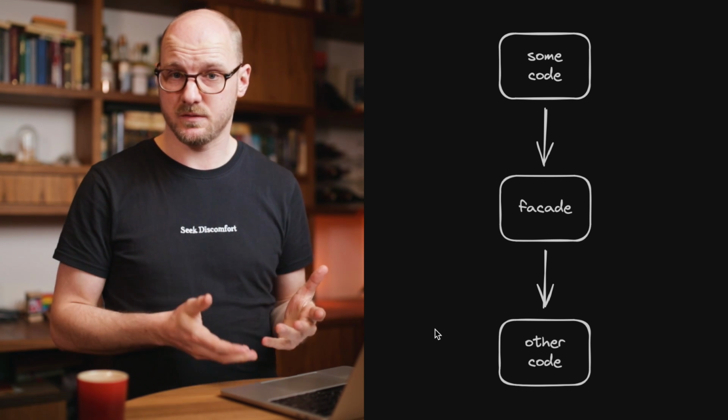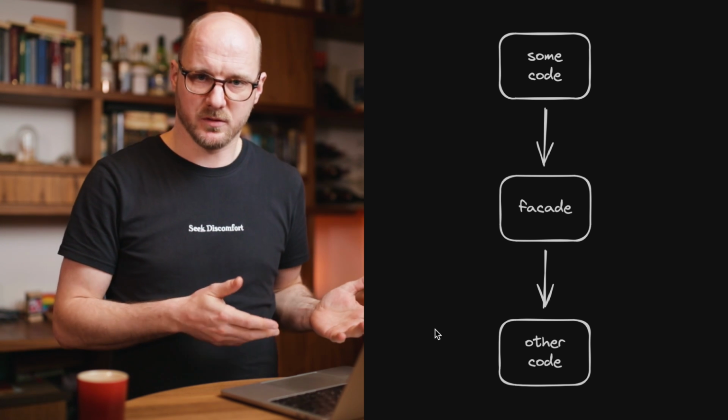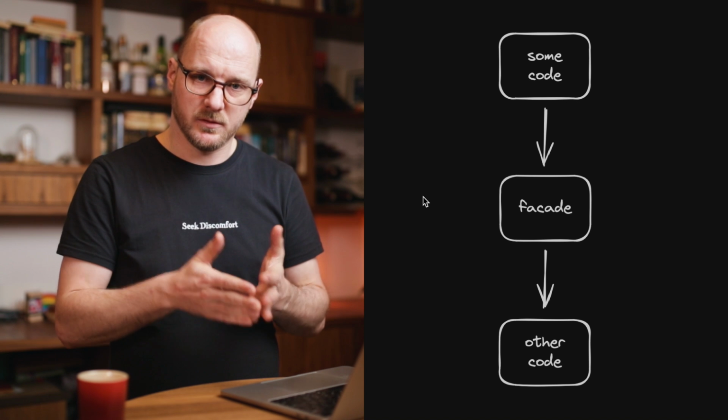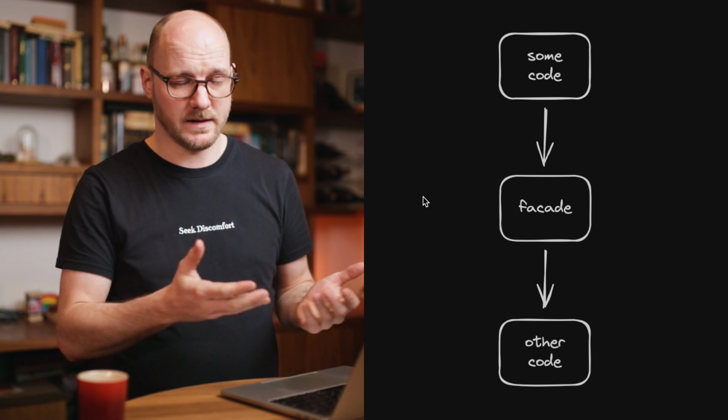And the second reason to use a facade is that you are using some code that you don't want to tightly couple to. If you put a facade in between there, then you would couple yourself to the facade, something you control. I'll show an example later in this video on why this is useful.